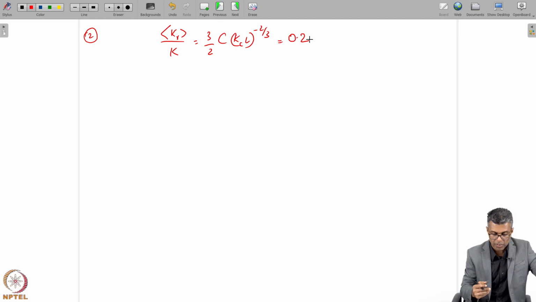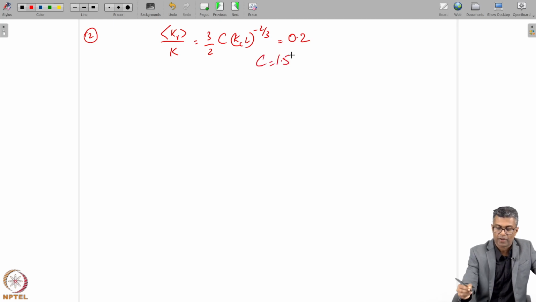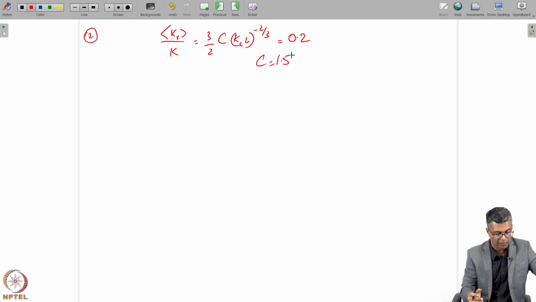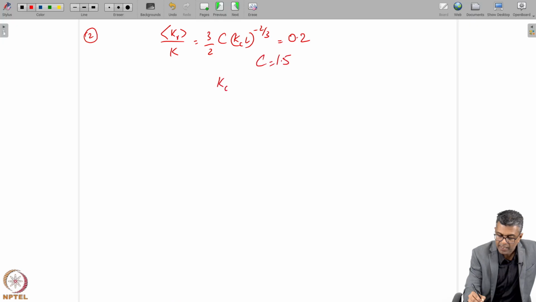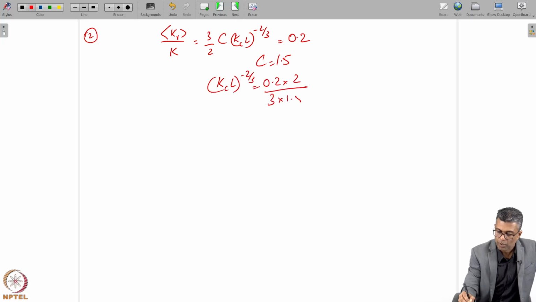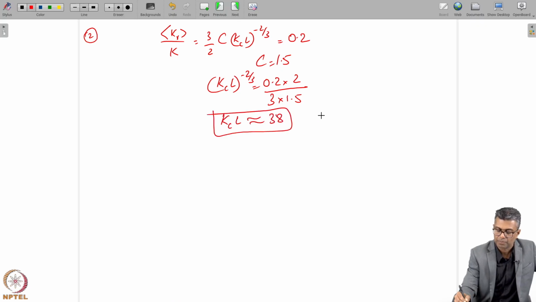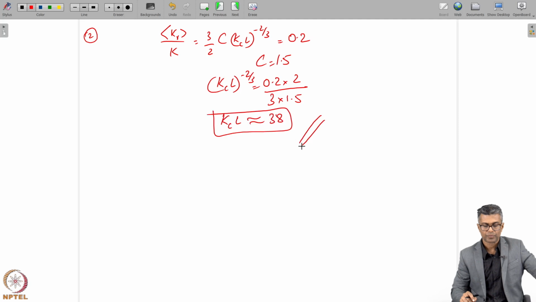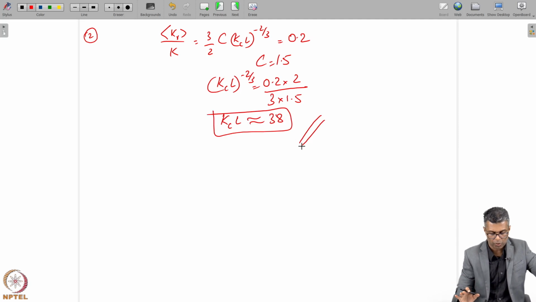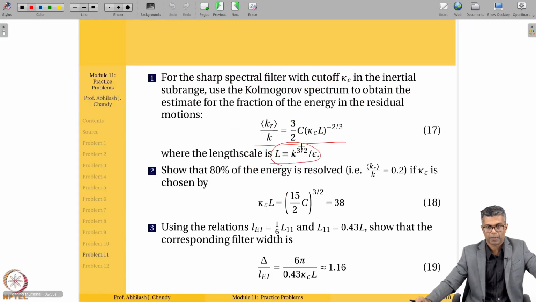So now if this is 0.2, c is 1.5, according to the Kolmogorov spectrum, it's a universal value, and if I plug all that in, I will get kappa c L to the minus 2/3 is 0.2 times 2 divided by 3 times 1.5. So if I solve for this, I get kappa c L approximately equal to 38. Hence proved. I can easily show that. That's just algebra, right? So that's your second part.